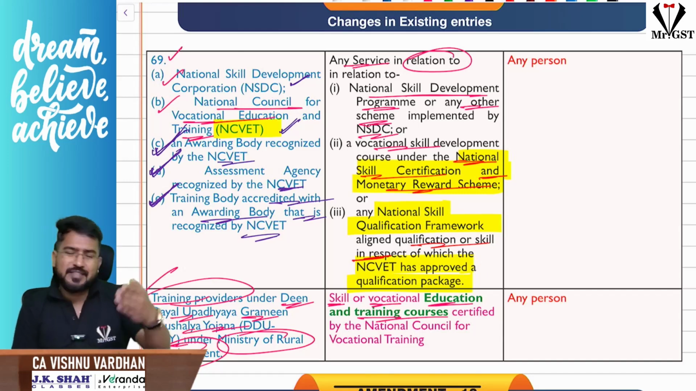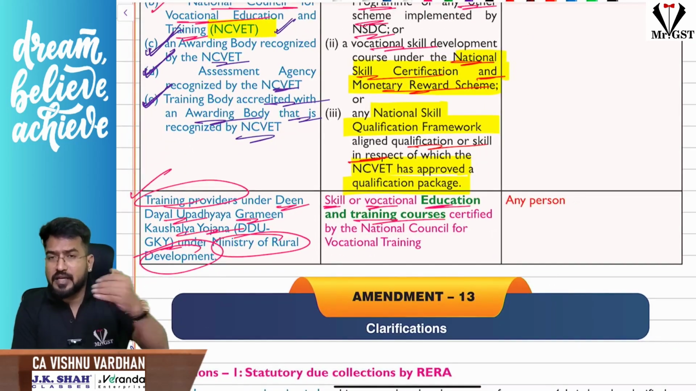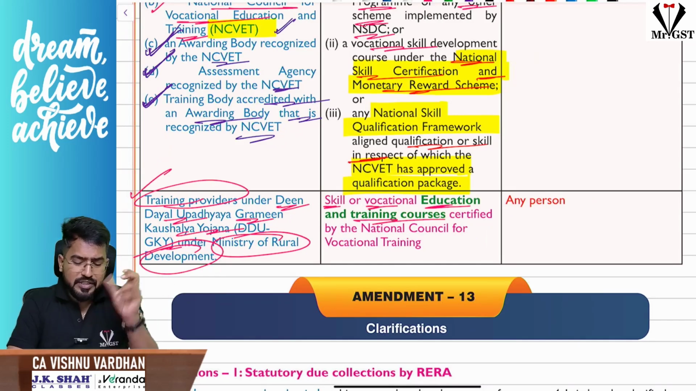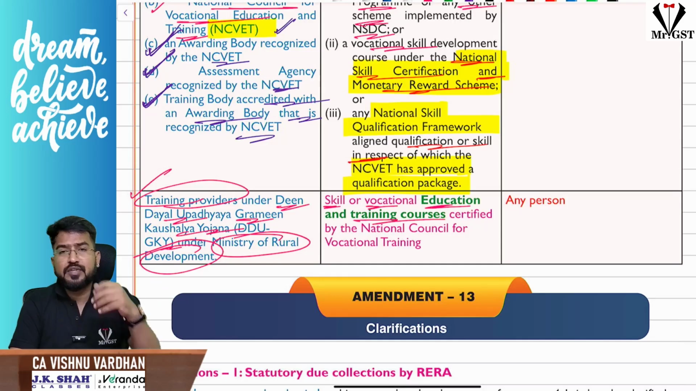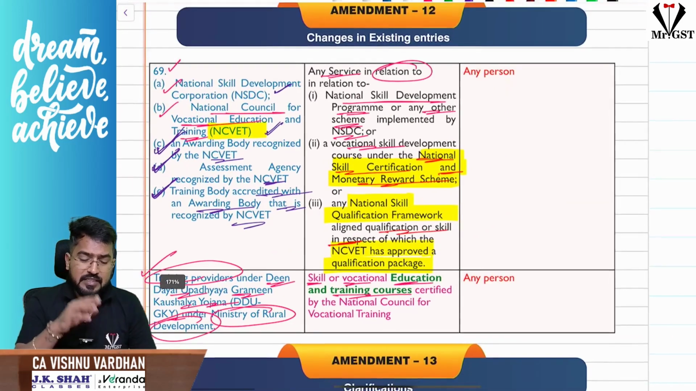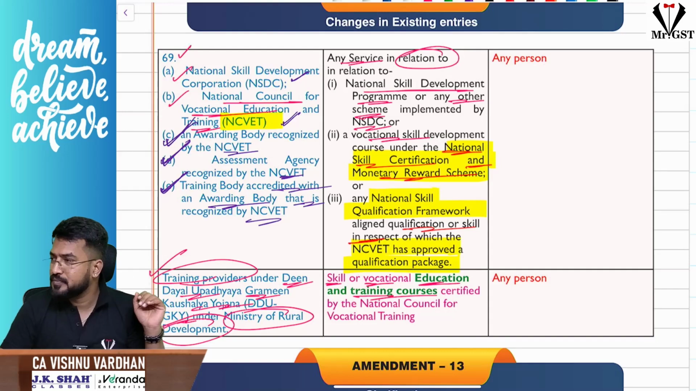Next one, earlier the same services like training providers providing training services under the Deen Dayal Upadhyaya Gramin Kaushalya Yojana scheme. Earlier there was skill or vocational and training courses, now they have added the word education. Apart from that, this is nothing but the same entry. So these are the changes in existing entries, just here and there some small names have been changed.